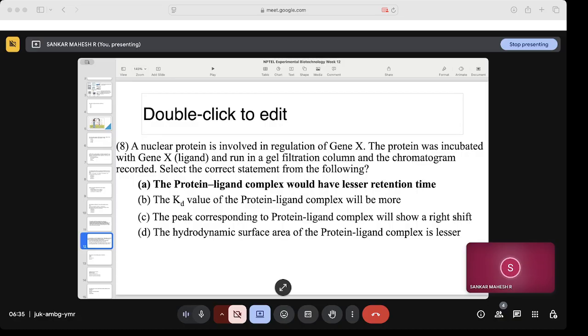When a protein interacts with another protein, the buried surface area is what will be increasing, because that tells you how much water is being displaced from a particular surface. Hydrodynamic surface area talks about all the outer, external surfaces. That gets increased, it is not decreased, so that is also wrong. The only right option here is that the protein-ligand complex would have lesser retention time compared to your individual proteins. Was that clear?